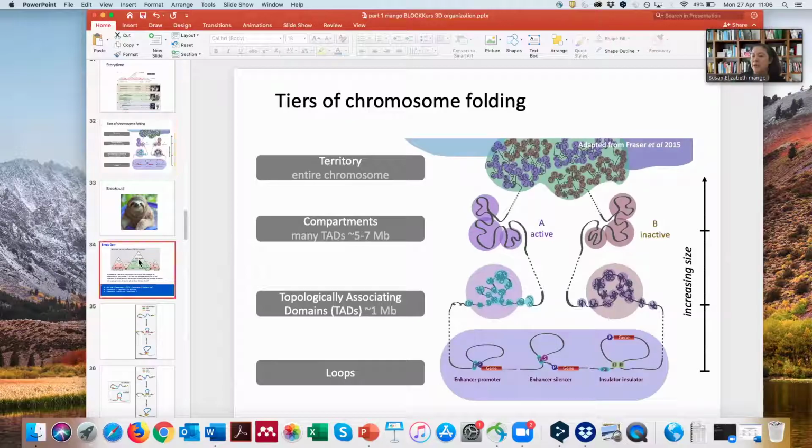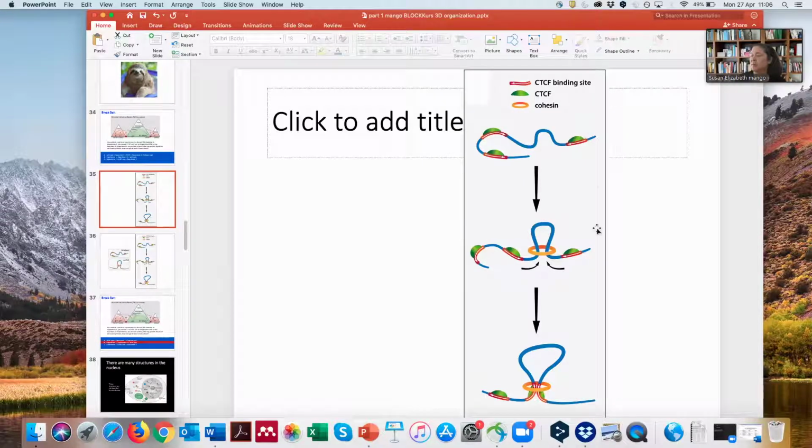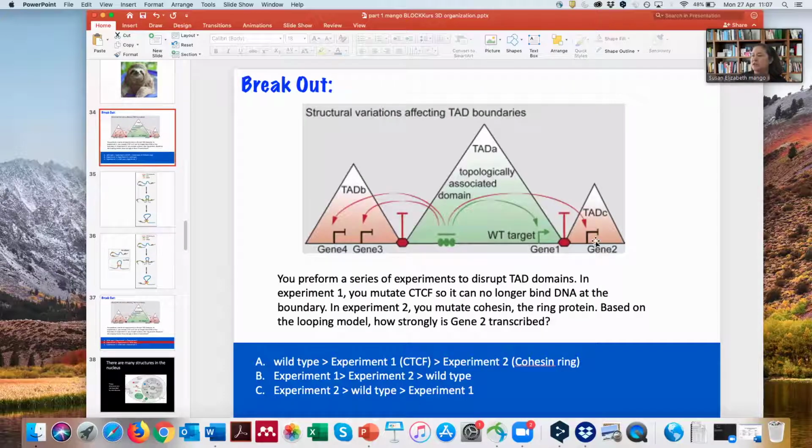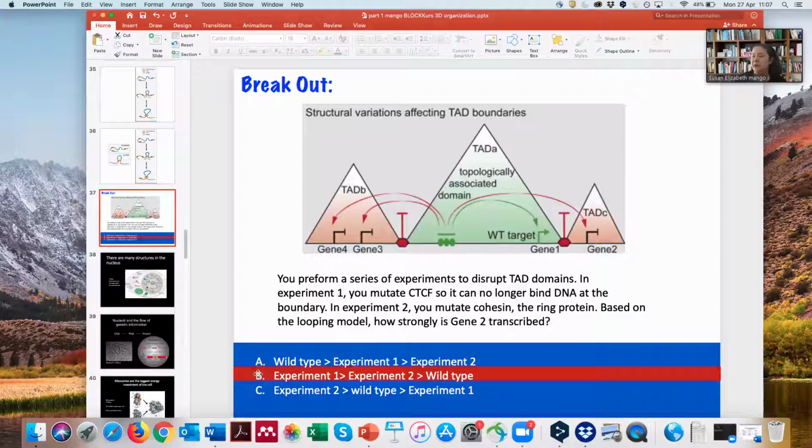And then we did a breakout. What happens if we start to disrupt CTCF or cohesin? So we're disrupting either the green protein or the yellow protein. What would that do to this region here? And so the prediction is no cohesin, we don't get loops at all. And no CTCF, we get loops, but it passes through, keeps making bigger and bigger loops. So the answer is B.